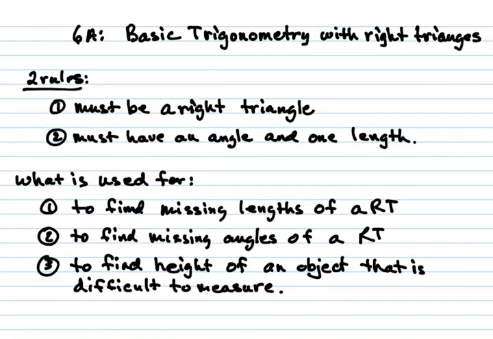Okay, so 6A, basic trigonometry with right triangles. The two rules are that you have to have a right triangle, meaning one 90-degree angle, and you must have at least one angle and one side length in order to make it work. You're going to use these to find missing lengths of a right triangle, to find missing angles of a right triangle, or to find the height of an object that is difficult to measure.